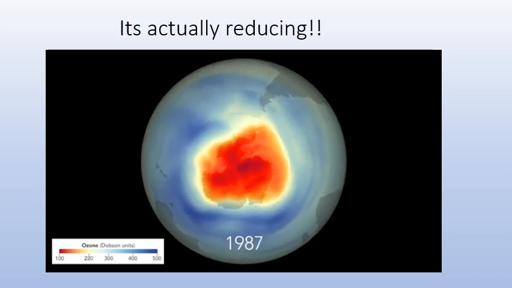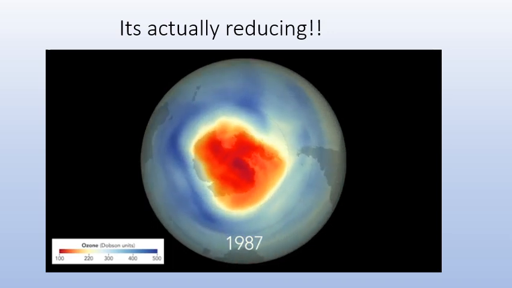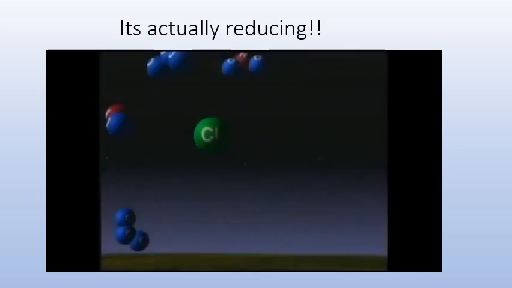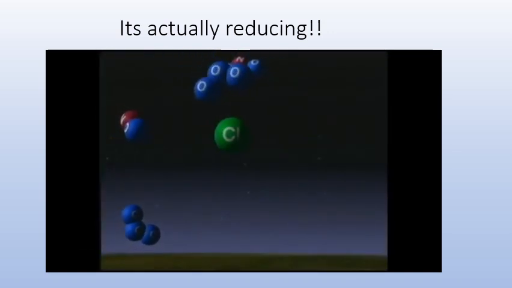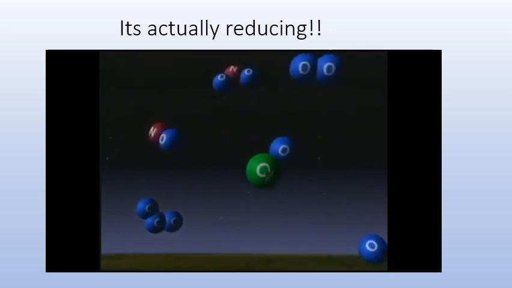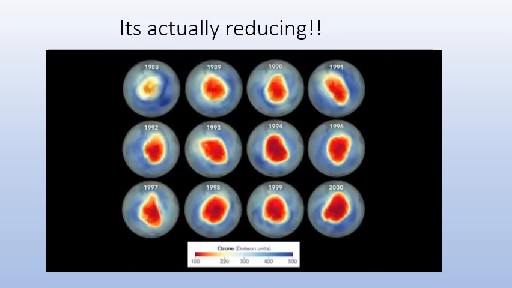In 1987, nations around the world came together to fix the problem through the Montreal Protocol. The international treaty banned the production of ozone-depleting chemicals like chlorofluorocarbons, or CFCs. But these chemicals had been in use for decades, and they stay in the atmosphere for a long time. So, it took a while to see the effects of the ban.